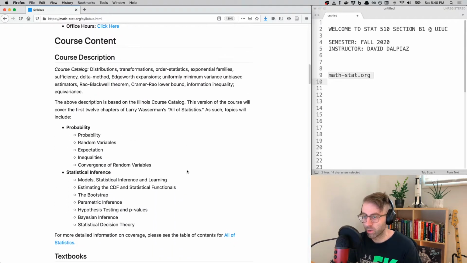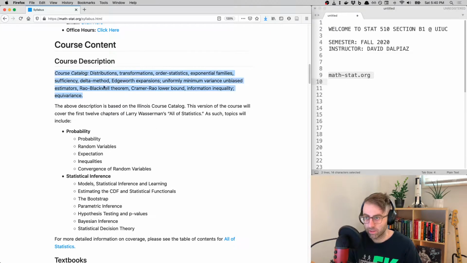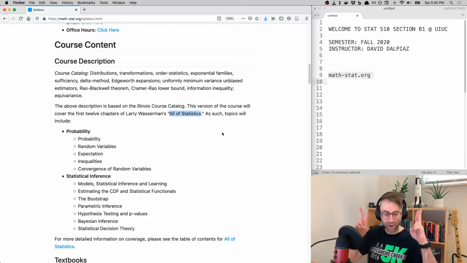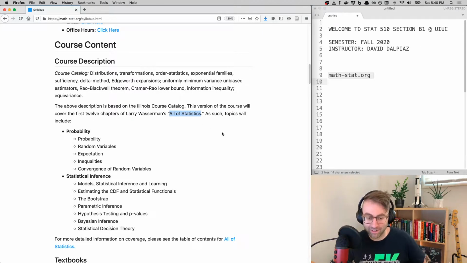Anyway, course content. This is what's written into the course catalog, which is always a little bit out of date because classes get tweaked over time and that is what changes. These are roughly the topics that we're going to cover. But more importantly, what we're going to cover is all of statistics, which I think is hilarious, but also kind of our goal. So the book we're going to use, which we're going to see in a second, is the book titled All of Statistics by Larry Wasserman. And what this book essentially attempts to do is cover all of statistics. I'm kind of not kidding.